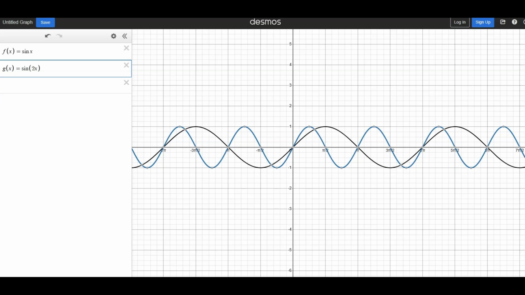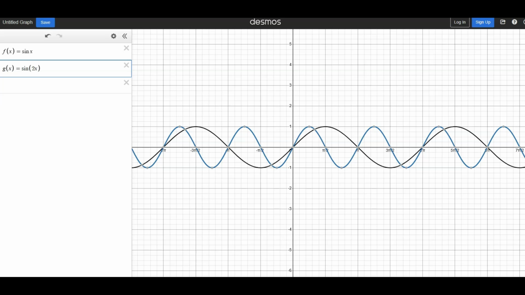It has been smushed horizontally. One full wavelength is only half as long as what it was before. This new function, sine of 2x, has a period of pi. That's the basic pattern that repeats itself over and over again, rather than 2 pi for the original function. As I say, we will discuss this in more detail very soon.